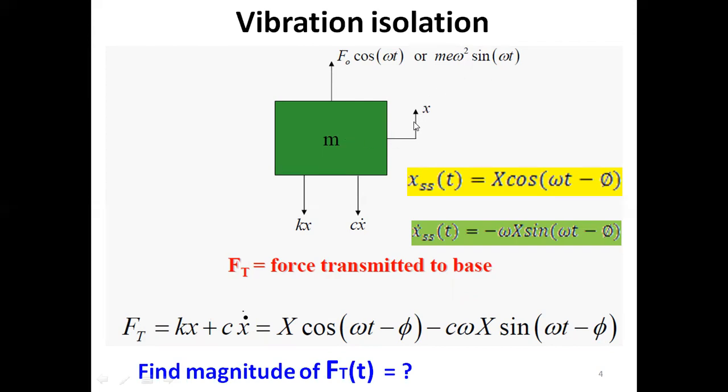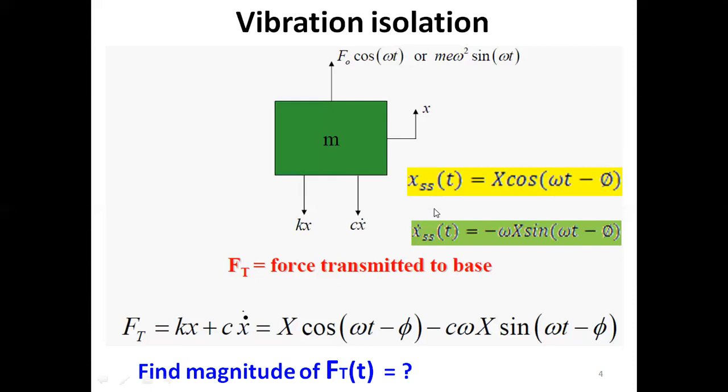If the mass is moving in the upward direction, at that instant the spring would stretch, it would expand, and it would pull the mass in the downward direction. So the spring force would be in the downward direction, and its value would be k times displacement, that is kx. The damping force is always opposite to the motion, so it would be in the downward direction, and its value would be c x dot, where c is the damping coefficient.